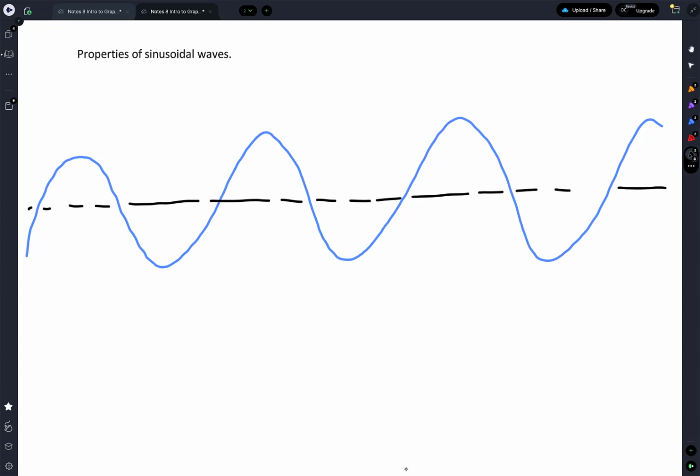That black line is usually called one of two names. It's usually called either the midline or sinusoidal axis. Relax, sinusoidal just means wave. Properties of sinusoidal waves.